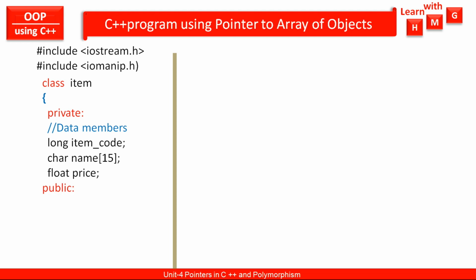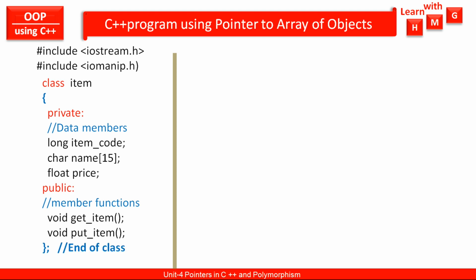Let us declare the member functions in the public section. I will require 2 member functions. One is get item to accept the values of the 3 data members, and put item to display the values of the 3 data members. End of the class. Now let us define the get item and put item member functions outside the class using the scope resolution operator. First of all, get item, which is a member of the item class, and hence item scope resolution operator get item. This function does not accept any argument, so void is indicated, and it does not return any value, so the return type is also void.